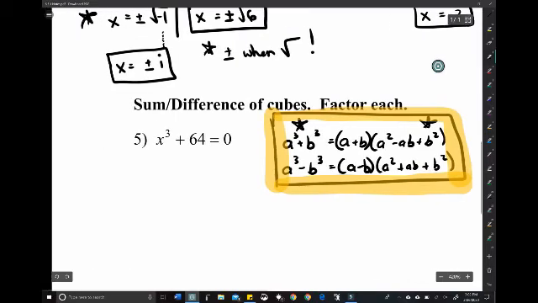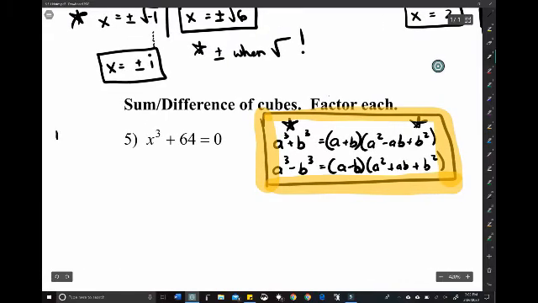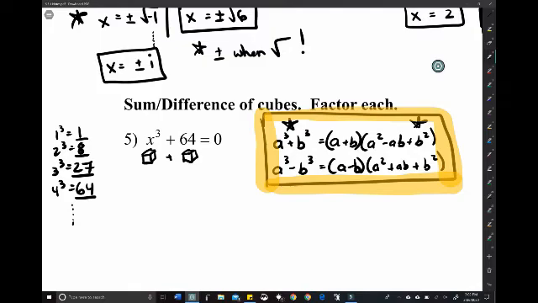Now, if you don't know your perfect cubes, they are things like 1 to the third is 1, 2 to the third is 8, 3 to the third is 27, 4 to the third is 64, I believe, and so on. So these are the perfect cubes I'm talking about. So this first one, we have a sum of perfect cubes. So following that, we can use the sum of perfect cubes equation.